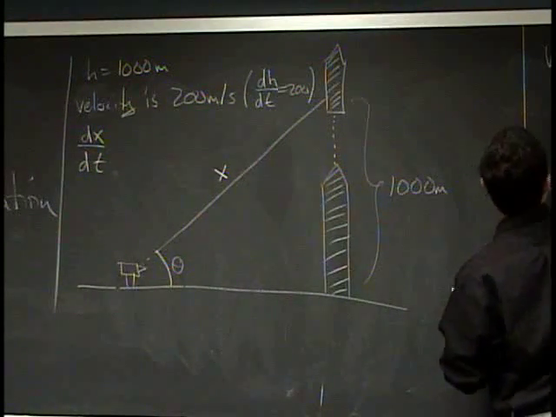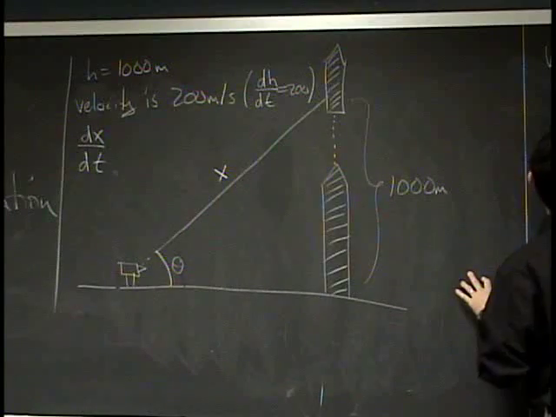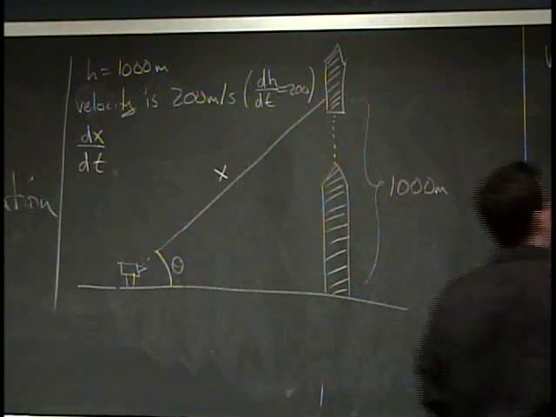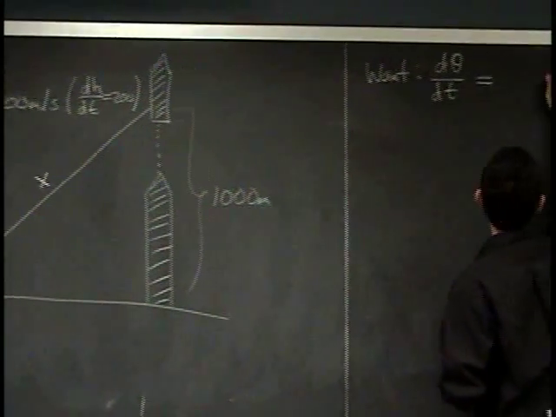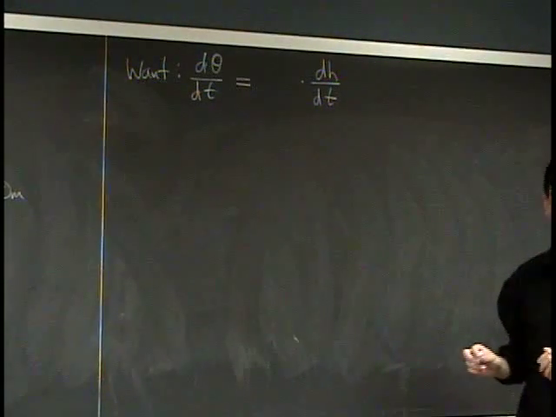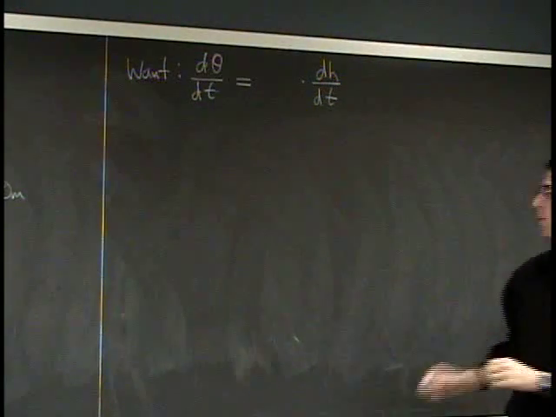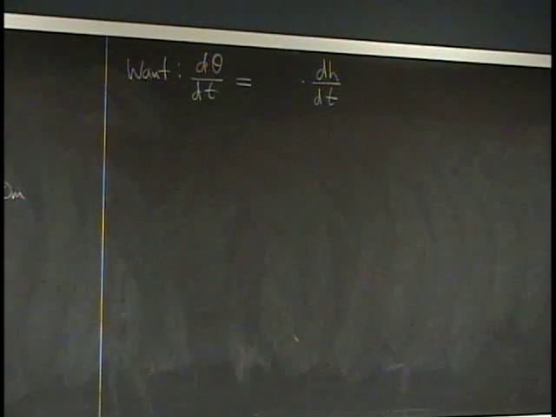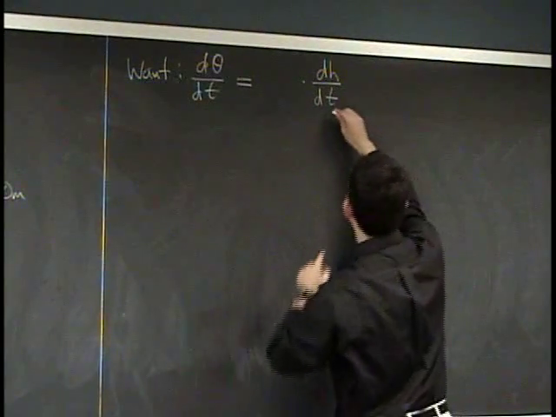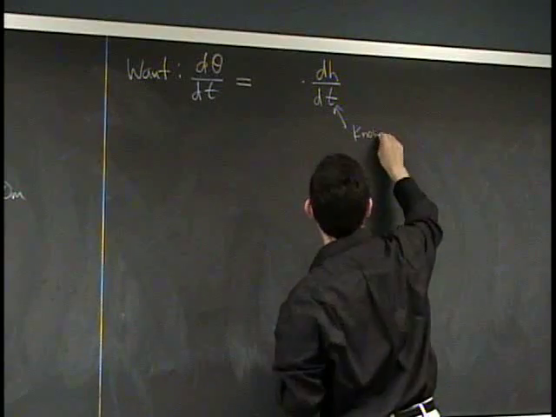And what we wanted at the end was, I'm sorry, I said dh/dt. We want d theta/dt. Okay, and we know dh/dt. Oh, and also I should mention we've given the original distance from the camera to the rocket as 1,300 meters. Okay. All right, so we wanted to compute d theta/dt, and we know dh/dt.